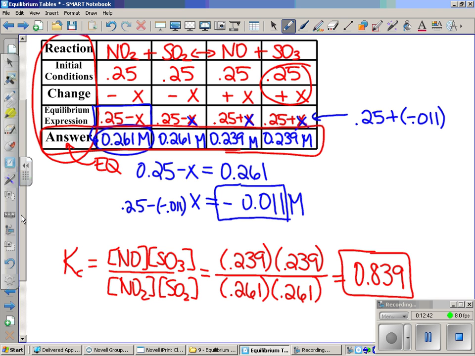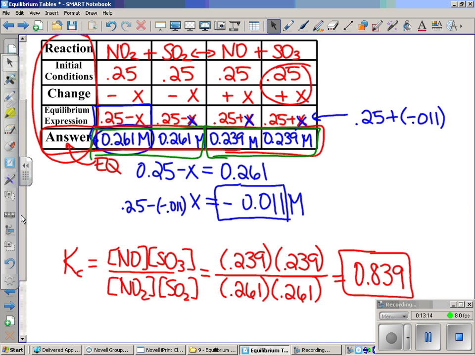What is that K telling us? Well, notice it's less than 1, right? If it's less than 1, then that means there's more reactant than product at equilibrium. And take a look back up here. Here's your reactants. There's more reactant than product. Okay, and that's why that K value came out to be less than 1. So this reaction actually went in the reverse direction. When you started with the 0.25s, it went in the reverse direction to get to equilibrium.